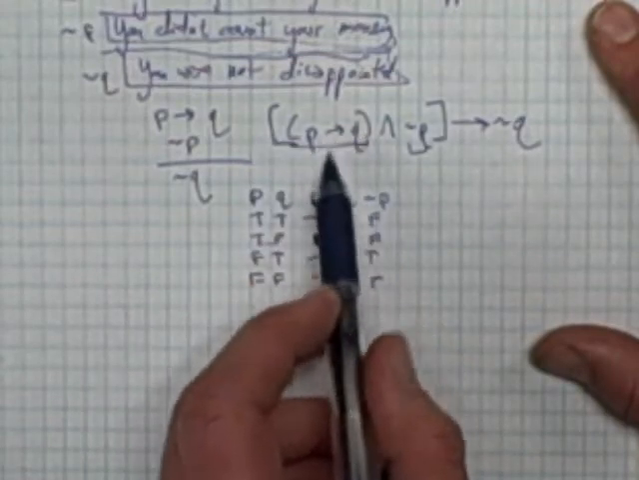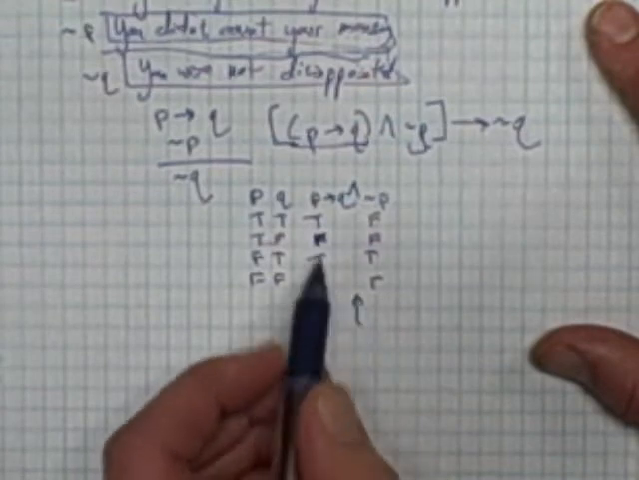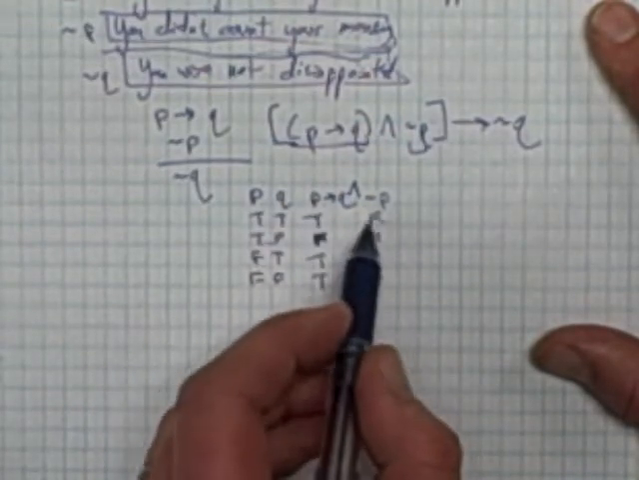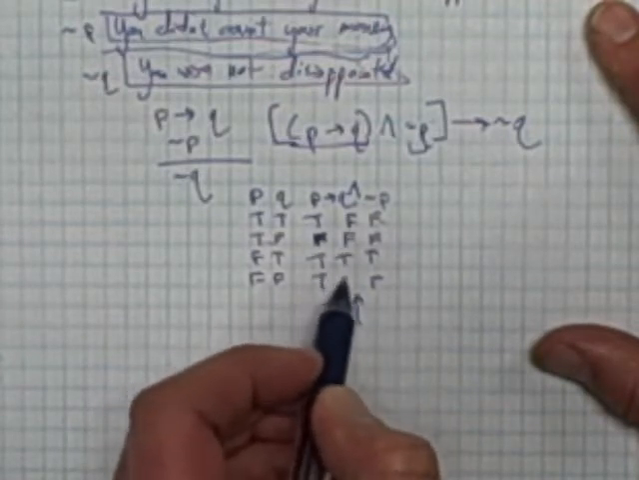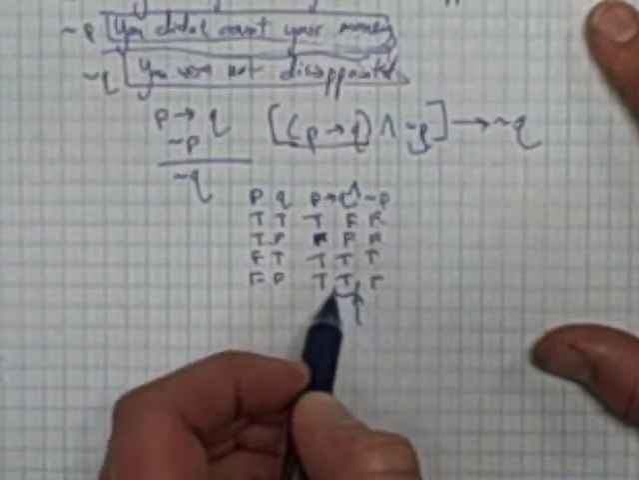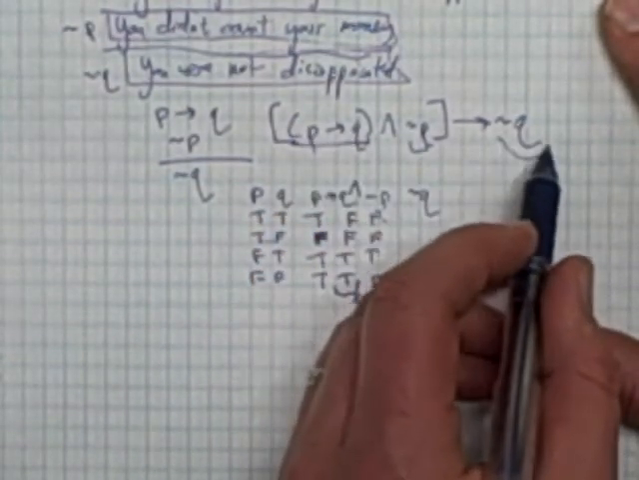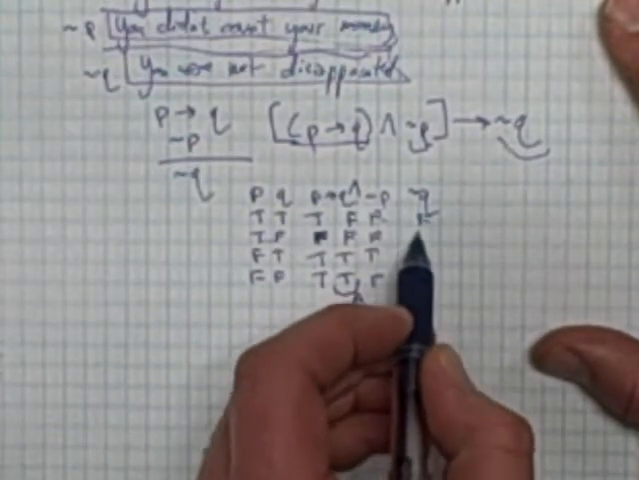Now I want this and that. I'm going to throw my and in the middle here and just do that part down the middle. So an and, the only time this is true is when they're both true. So false, false, true, true. And then I'm going to need a not Q because this implies not Q. Opposite of Q: false, true, false, true.